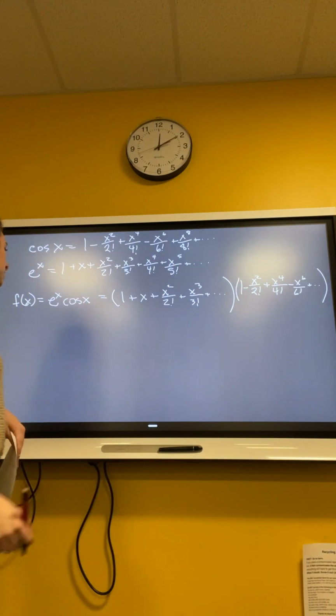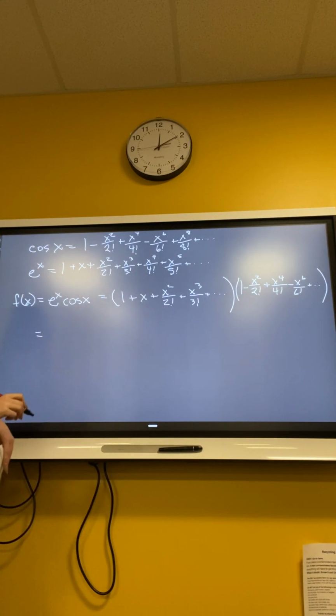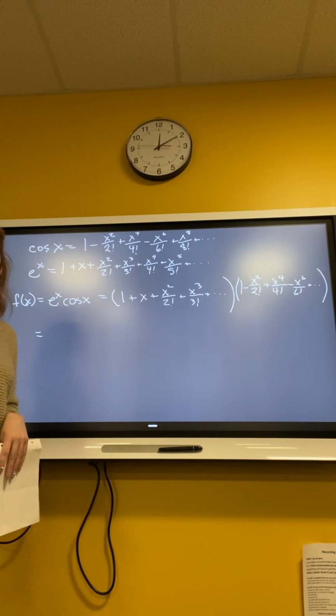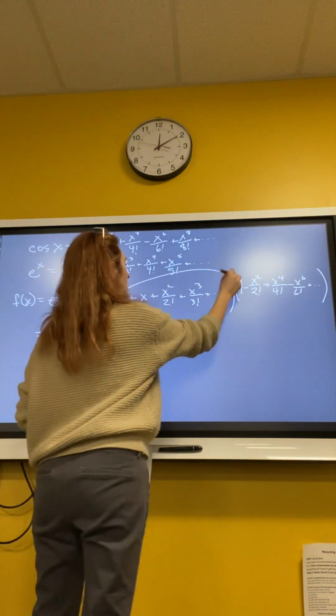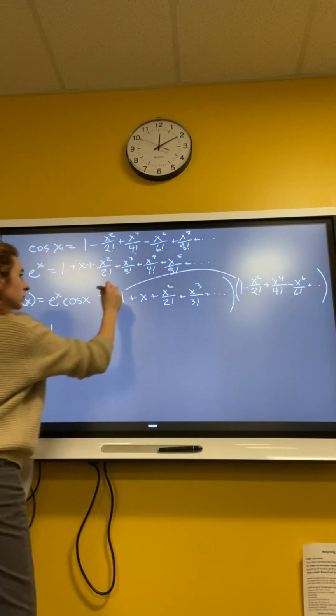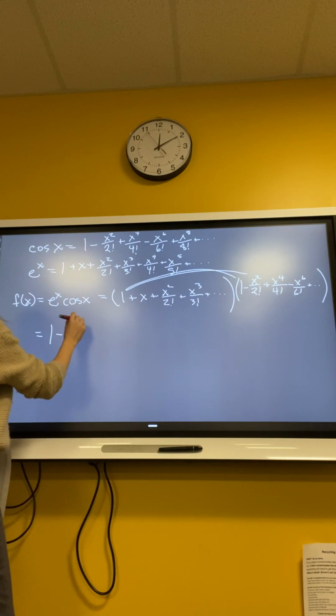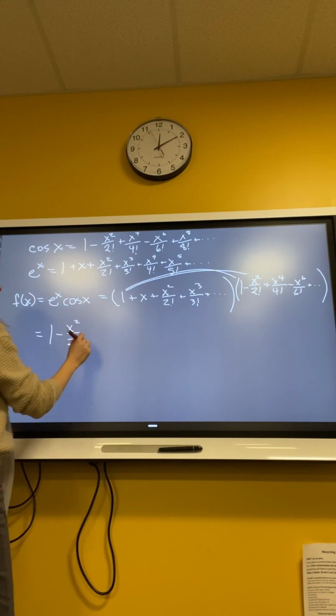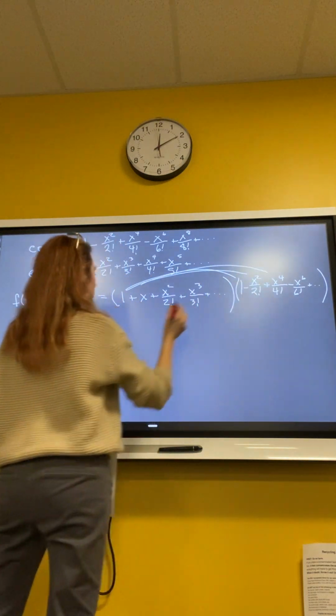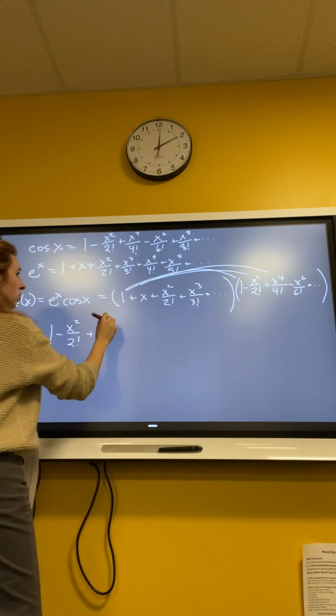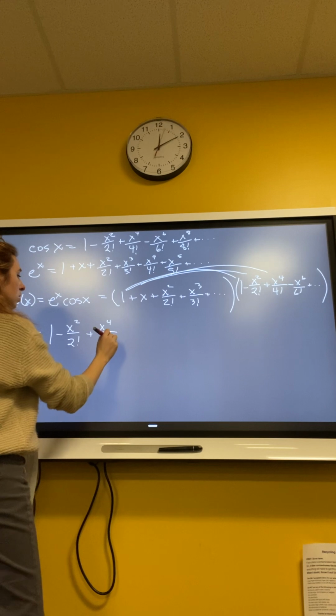Okay, and that keeps going. When I multiply polynomials, I have to distribute, right? So I'm going to do 1 times 1. 1 times this is negative x squared over 2 factorial plus x to the 4th over 4 factorial.